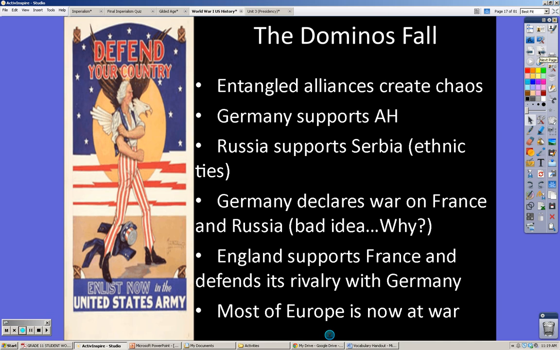So the dominoes fall. These entangled alliances create chaos. Germany supports Austria-Hungary. Russia supports Serbia because of ethnic ties. Germany declares war on France and Russia. That's a really bad idea, something you learned about last year. If you look at Germany, France is on the west side of Germany. Russia's on the east side. It creates a two-front war. That's really going to spread Germany thin. England supports France because it's defending its rivalry with Germany. Okay, and most of Europe's now at war.